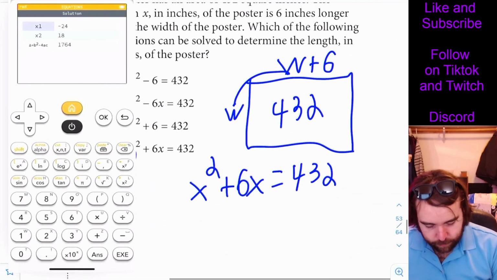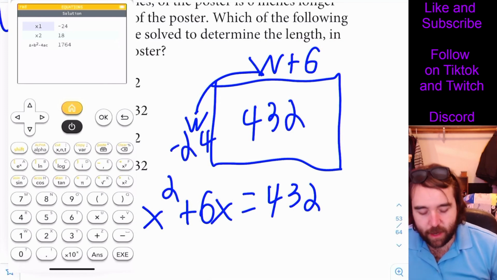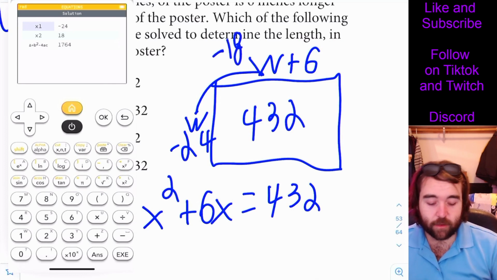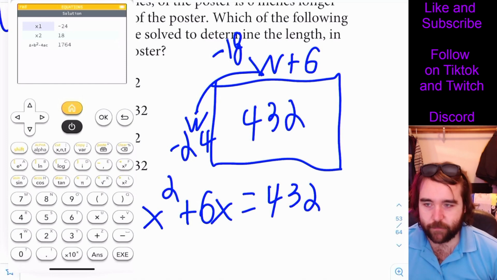So notice, of course, x cannot equal negative 24, right? Because we can't have negative 24, or in this case, I guess, negative 18. We can't have negative values as lengths. So we only choose the positive answer.